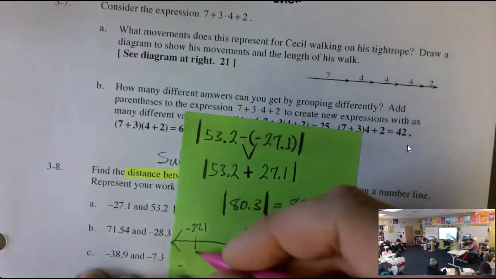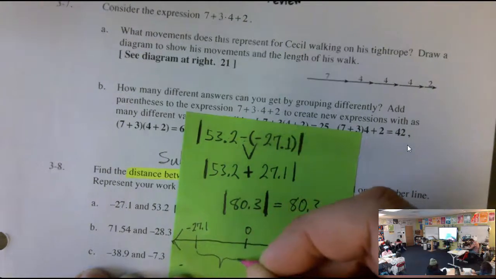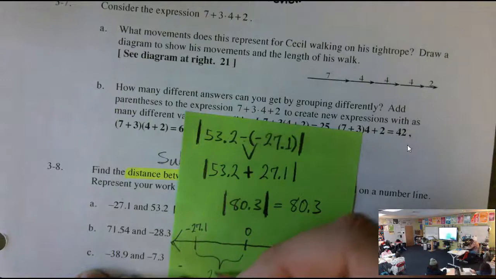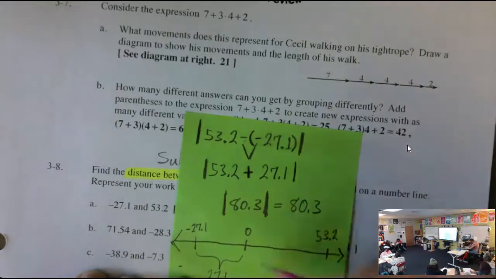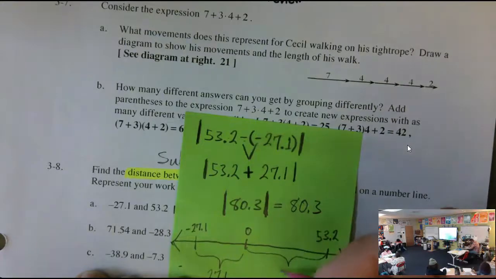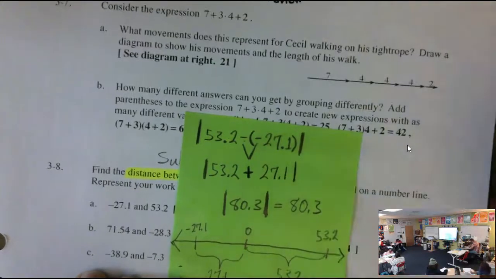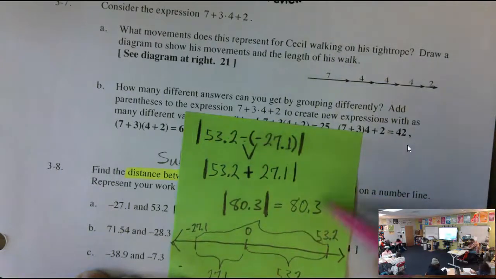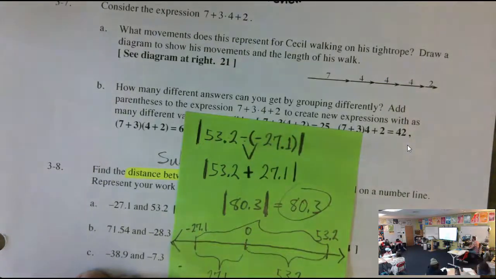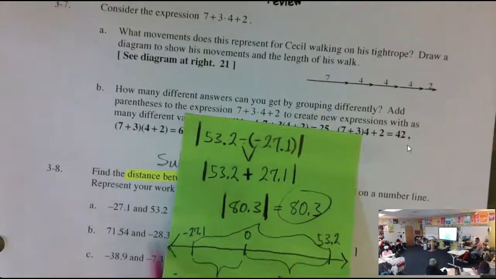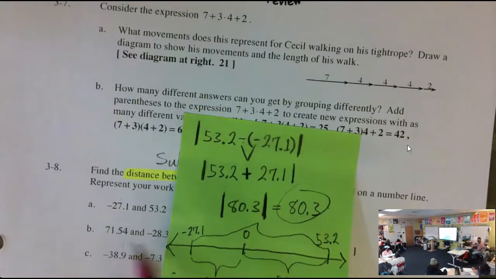How far is it from negative 27.1 to get back to 0? Well, distance is always positive, so this is 27.1. How far is it if I need to go from 0 out to 53.2? It's 53.2. So if I need to make this entire journey, it's 80.3. B works exactly the same as A. You got a positive number and a negative number.